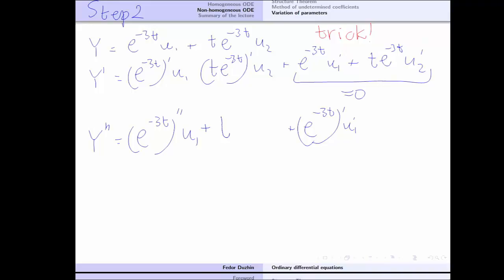Plus t e to the minus 3t double prime u2 plus t e to the minus 3t prime u2 prime. So now I have differentiated this part. Yeah, and I forgot the plus sign here. Okay.